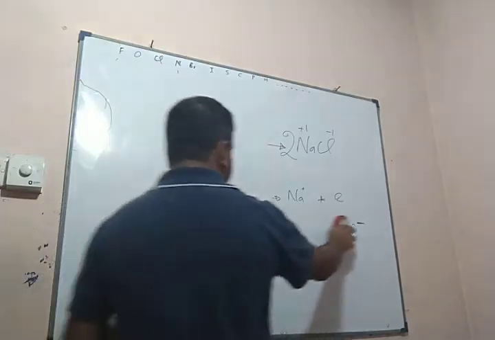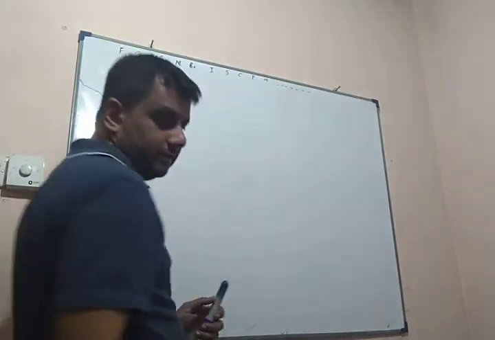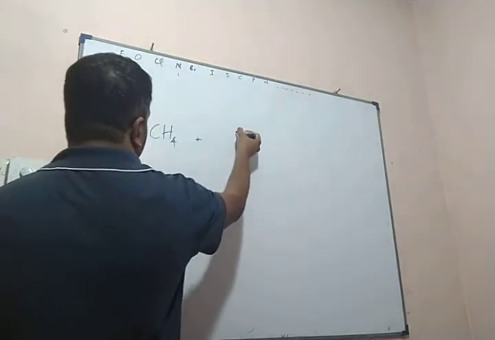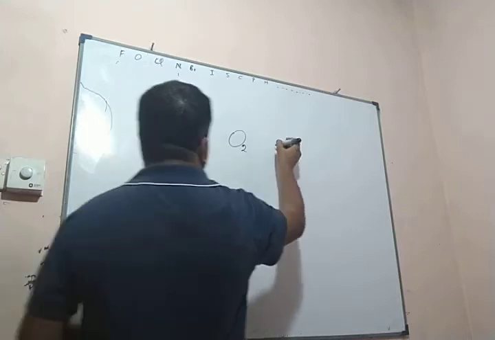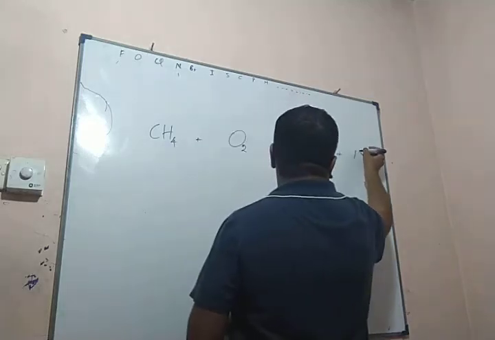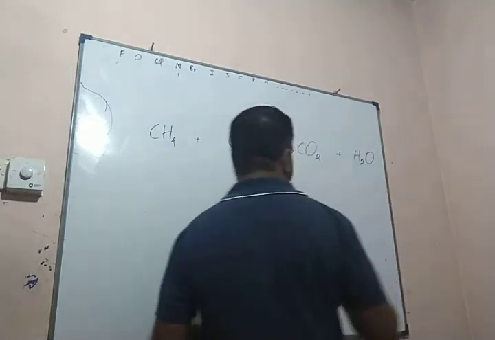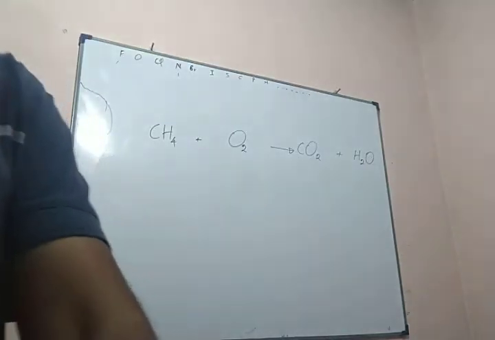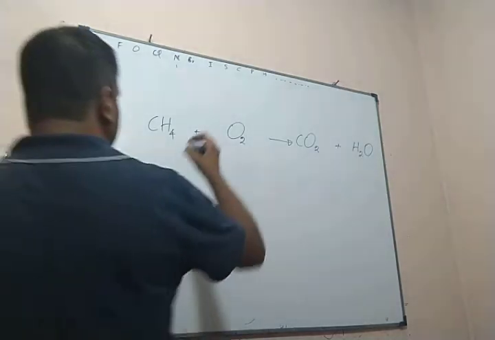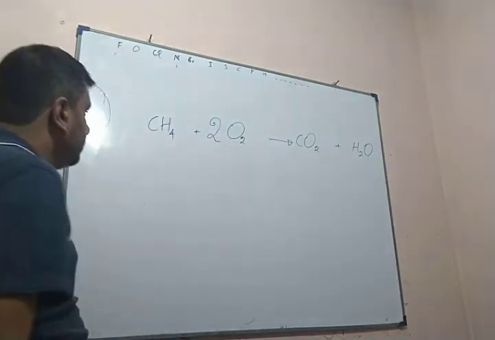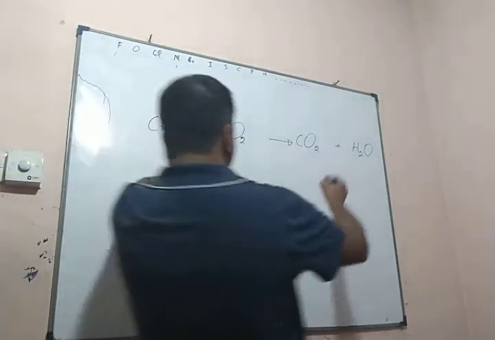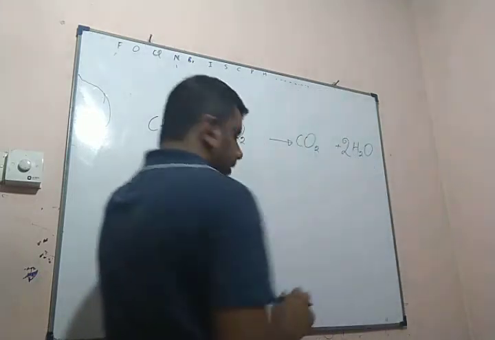I'll write the reaction. CH4 plus O2. The products are CO2 plus water. That's the product, CO2. It's been given, right? Okay, let's balance the reaction. 1, 2. Okay, I have balanced.